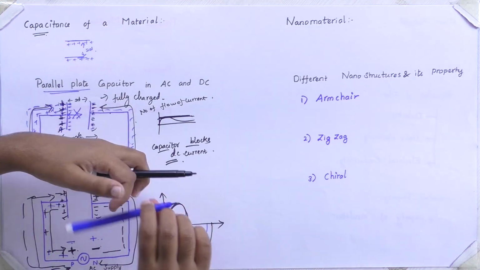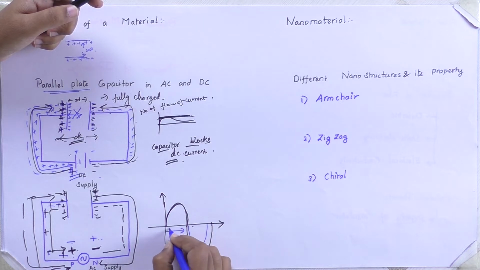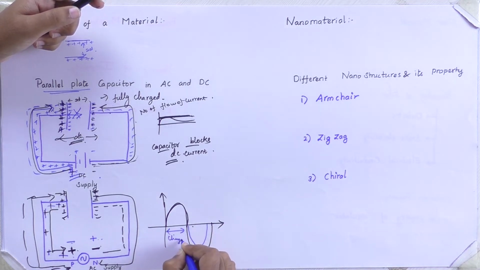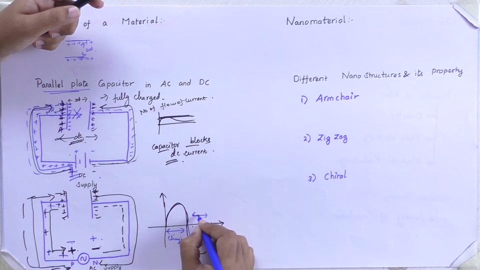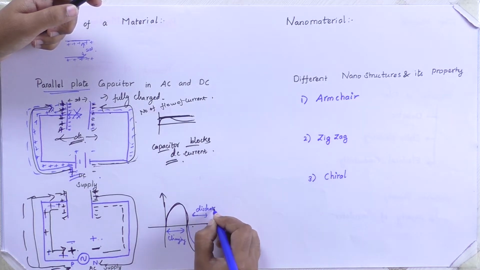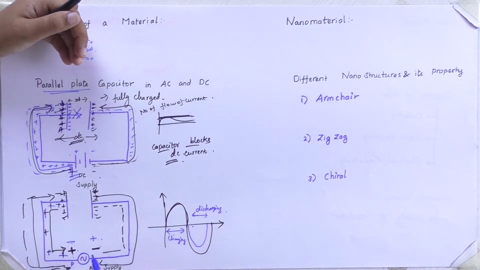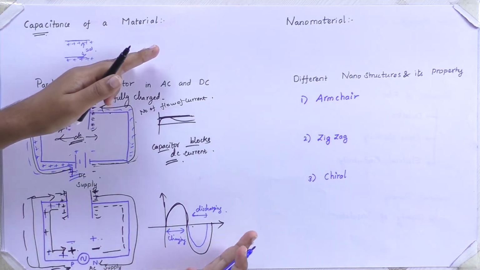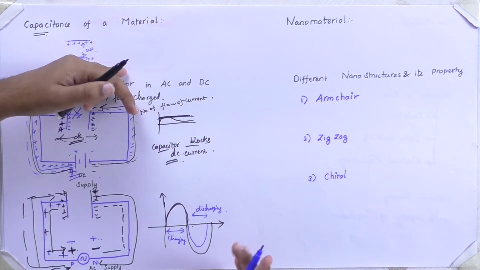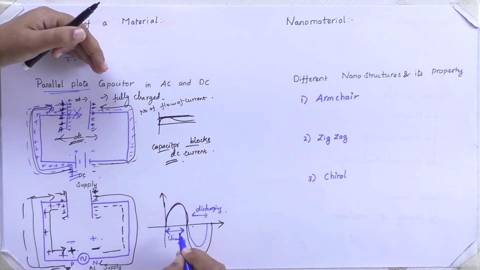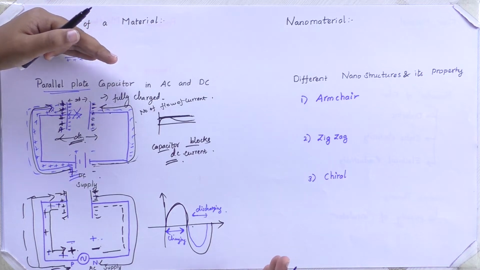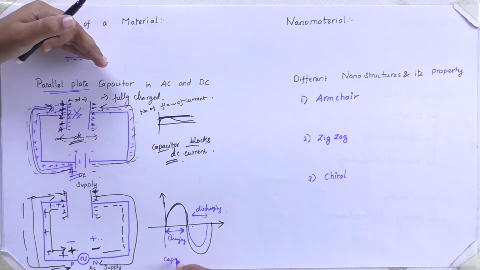So during the positive half cycle it is charging, and during the negative half cycle it is discharging, so charging and discharging happen in a phase-shifted way. Thus the capacitor blocks DC current, but for an AC supply the capacitor allows AC current to flow through. The capacitor allows AC current and blocks DC. This is the reason why.